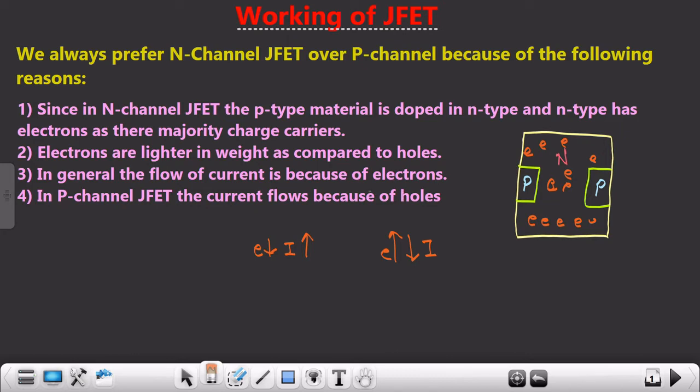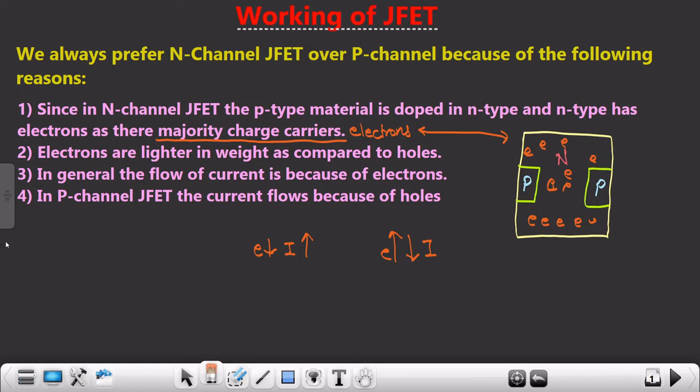Remember this: in N channel JFET we have the majority charge carriers as electrons, and the moment I say that N channel JFET has majority charge carriers as electrons, that means the current in N channel JFET will flow because of electrons only. So just remember this point: current is generated in N channel JFET because of the movement of electrons.